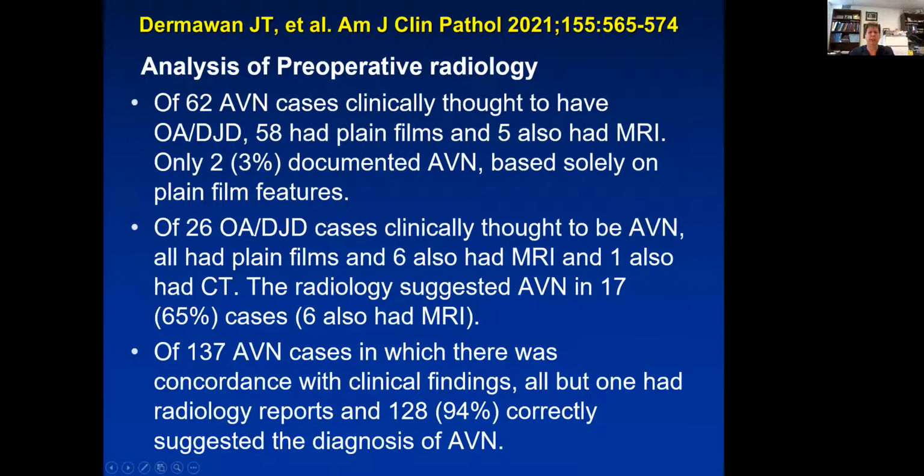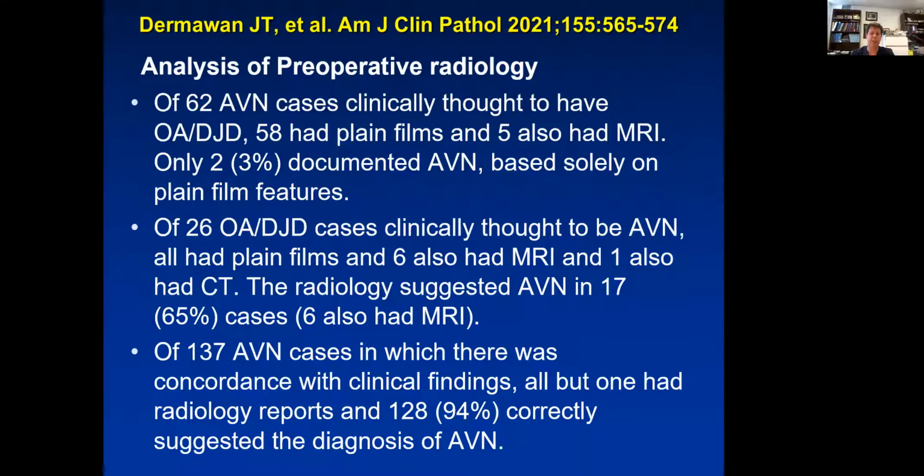Well, if you look at the 62 AVN cases that were clinically thought to be osteoarthritis DJD, 58 of them had plain films, and among those patients, 5 also had MRI. Only 2 of those radiology reports actually documented AVN, and they were on the plain film radiographs, not on the MRI. The MRIs actually misidentified these cases as well.